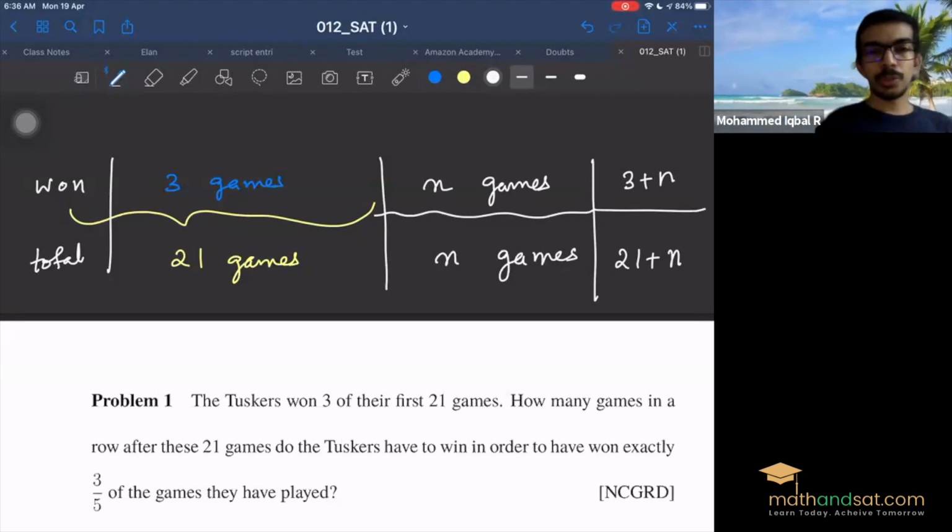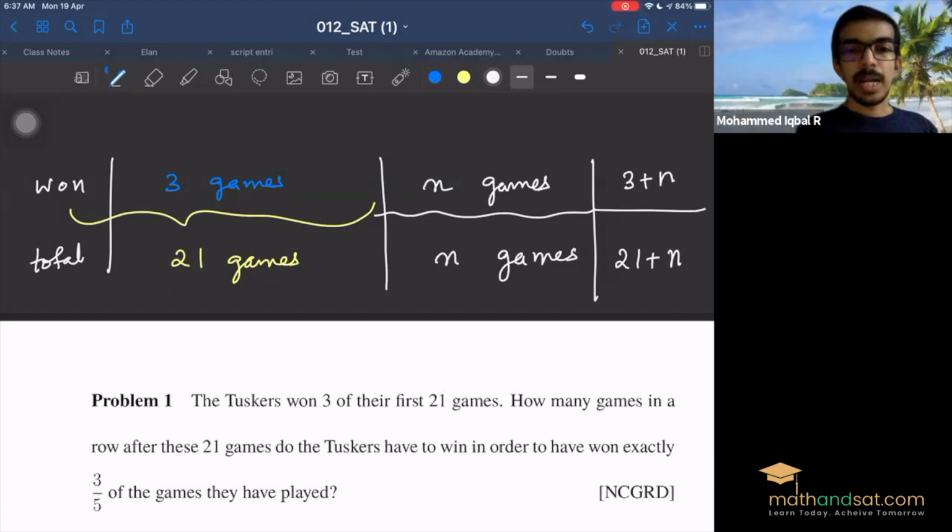Okay. So currently, they have played 21 games and they have won 3 games. Further, they're going to play n games and they are going to win all of them. So the total number of games they would have played is 21 plus n. And the total number of games they would have won is 3 plus n.